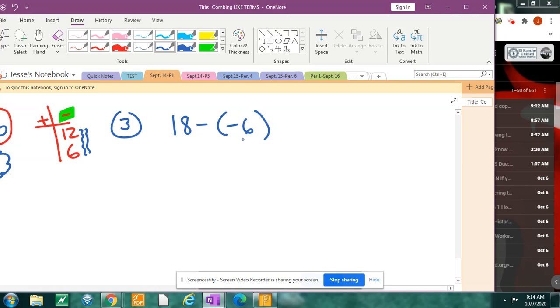All right, cool. So here we have a minus minus. Whenever you have a minus a negative, that's a double negative. So we have to convert that, because negative times a negative is positive. So I'm going to put a positive right here. Now I'm going to write 18 plus 6. And what's that? 18, 19, 20, 21, 22, 23, positive 24. And that's your answer. That's it.